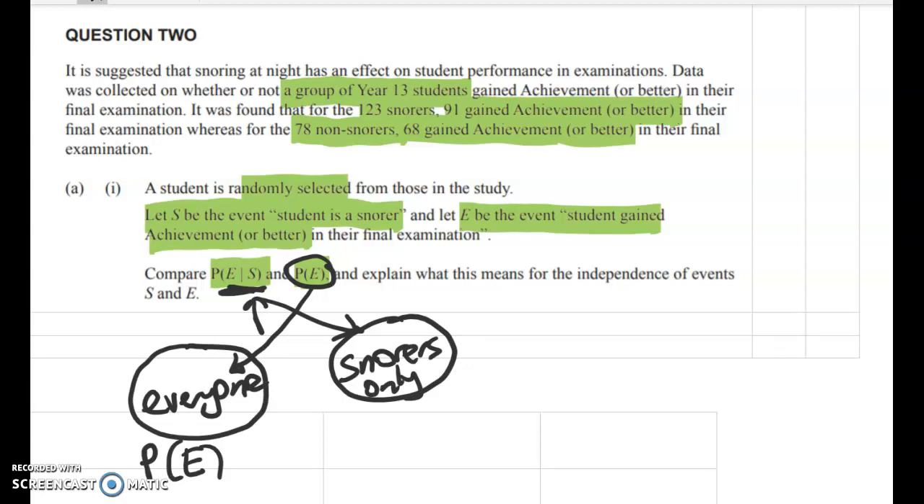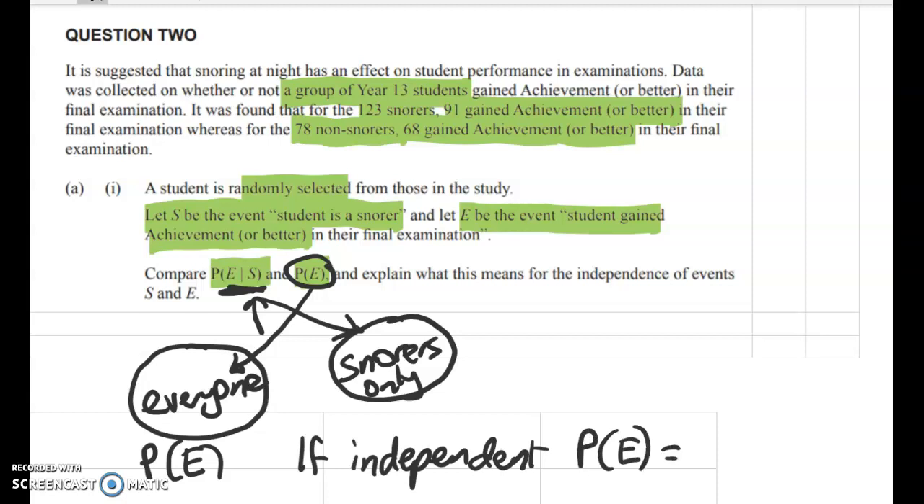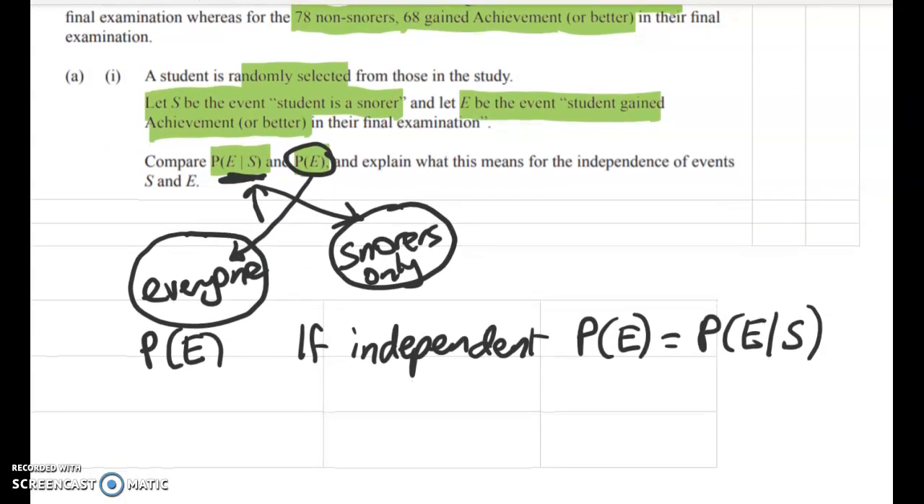So, if these two things are independent, then the probability of someone passing is the same as the probability of someone passing if we know that they're a snorer. Okay, so this is one way that we can test for independence. So what we're going to do is we're going to work out this probability, and we're going to work out this probability. We're going to see if those numbers are the same.